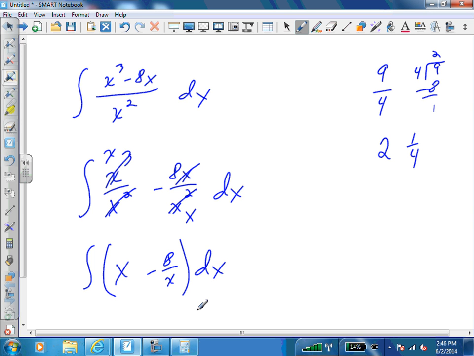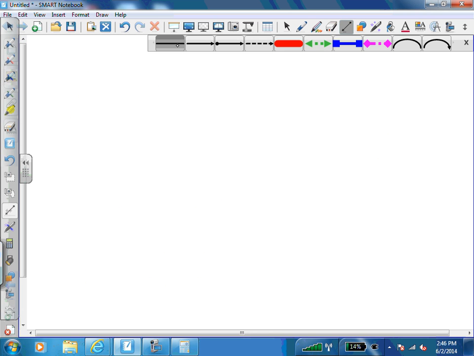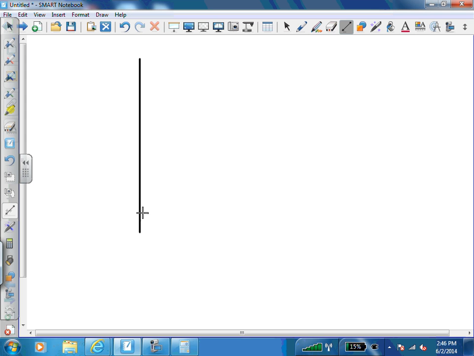We have an improper fraction, bigger degree on top. To integrate it, we need to rewrite it first by dividing it out. Two other things I'll look at real quickly. One of them is to remind us what integration and application of integration.